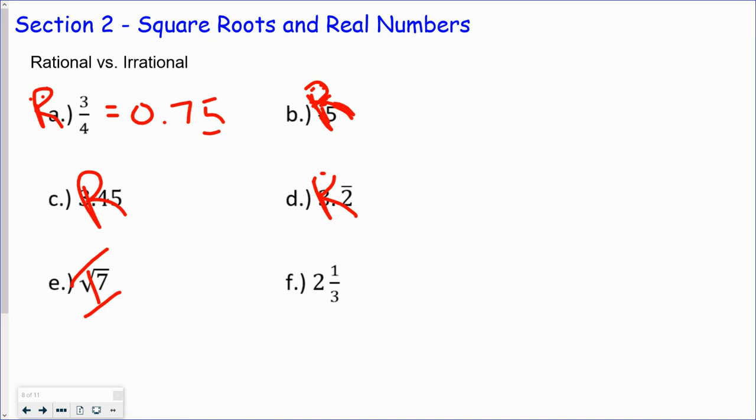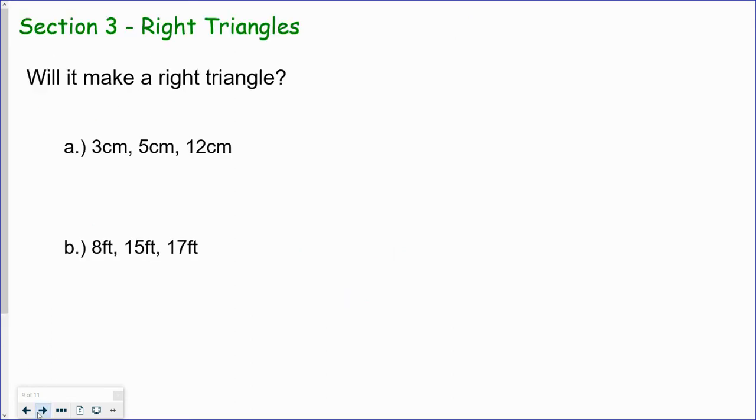So it is irrational. And 2 1/3, if you change it to a decimal, you get 2 and 3 tenths with the bar notation. So that is rational because it repeats. Yes, I know most of these are rational. Oh well. All right. Hopefully you're doing well.